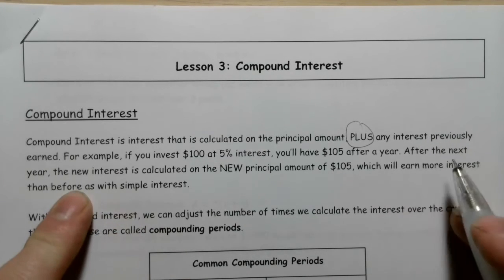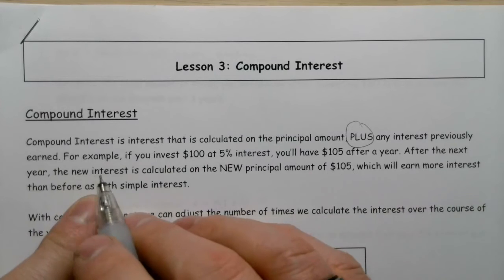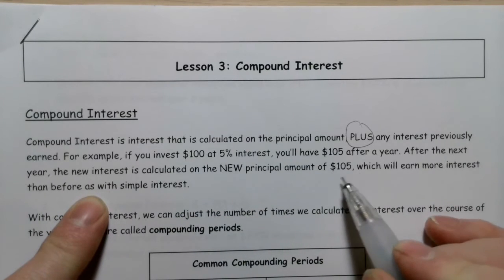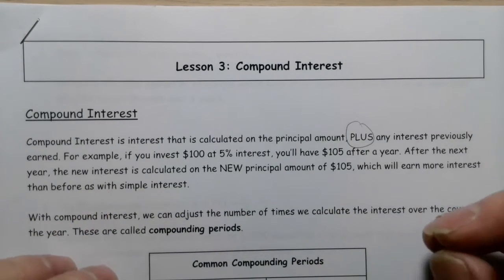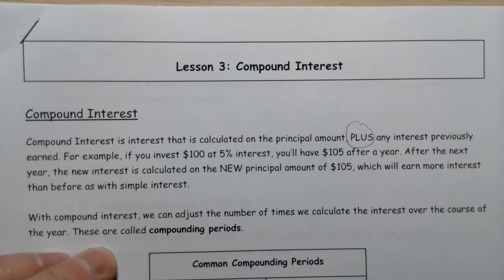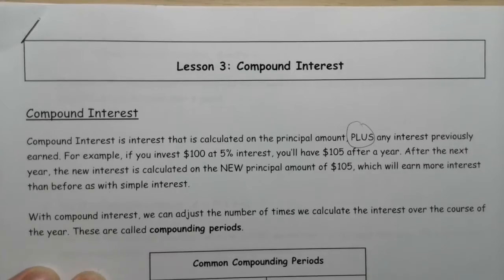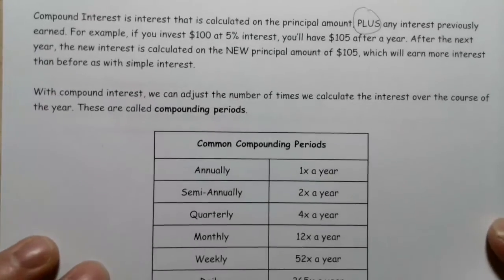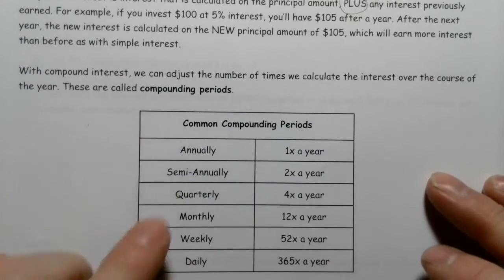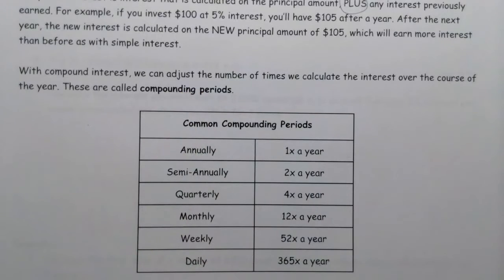Now, in this case though, after this year, the interest is going to be calculated on $105. So the interest you're going to get is going to be slightly more than $5 in the next year, and then slightly more again later on. Now, with compound interest, we can also adjust the number of times that we calculate the interest over the course of the year. We call these compounding periods.